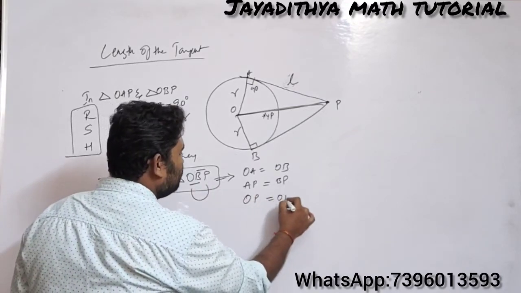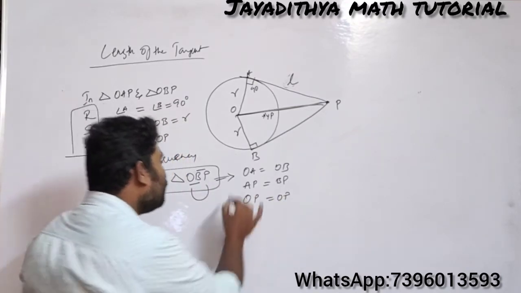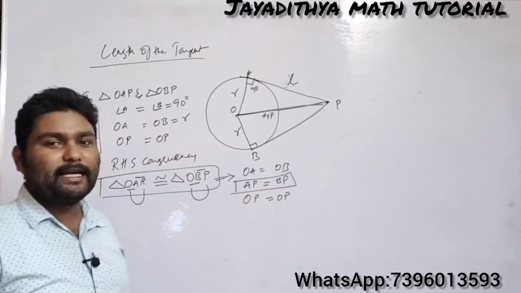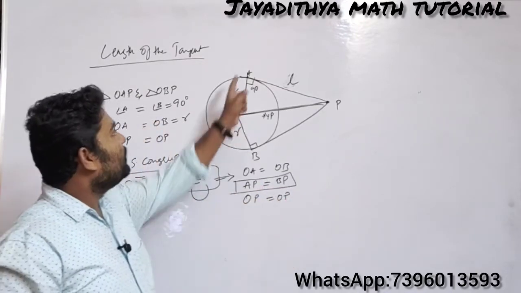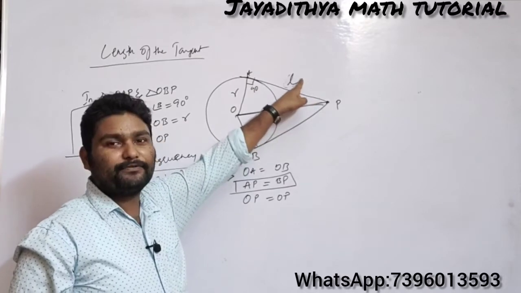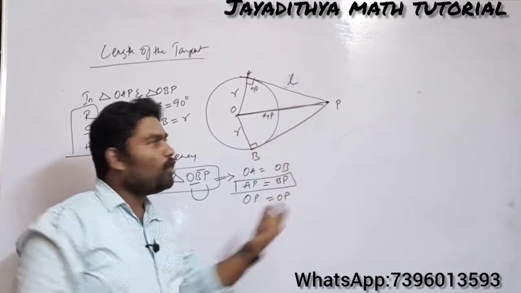This is the common side in both the triangles. What is important here is that AP is equal to BP. So what is AP here? That is the length of the tangent. And BP is also the length of the tangent.